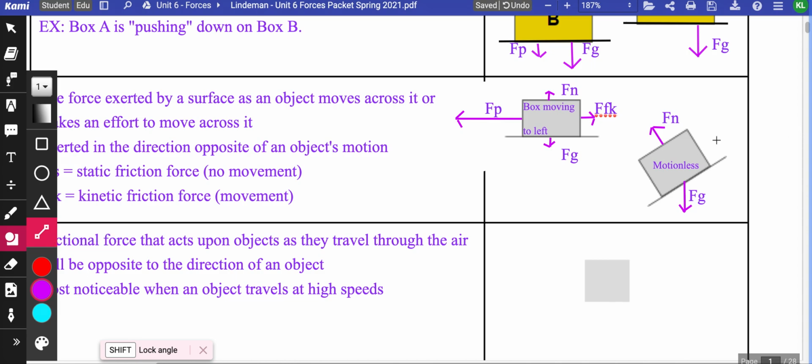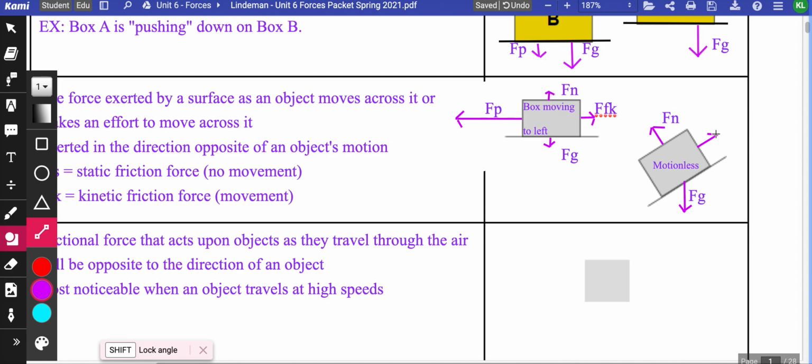And then our friction force is going to be, again, opposite the object's motion. So we want to think here, if the object was going to move, what direction would it move in? Since this object is on a hill or some sort of a ramp, it would move downhill if it started moving. So I'm going to put my Ffs arrow pointed up.